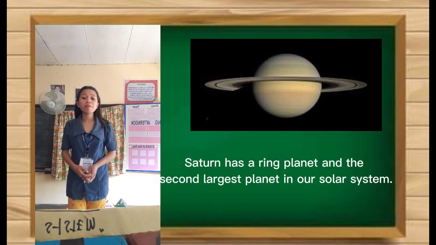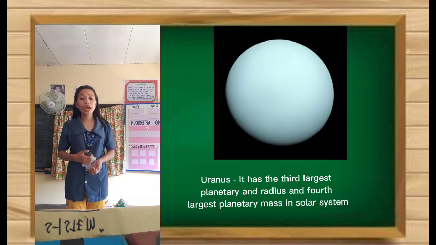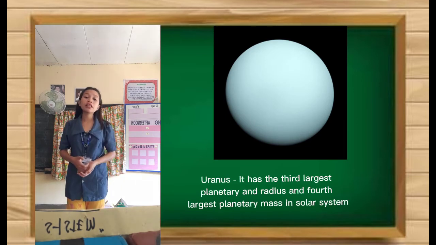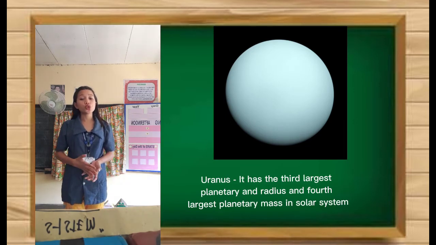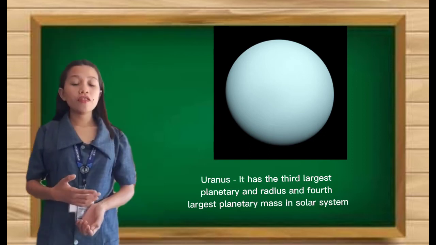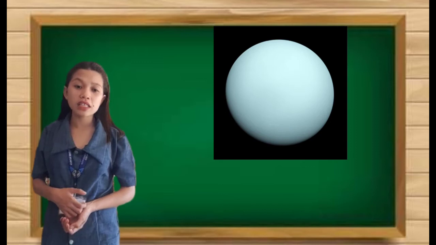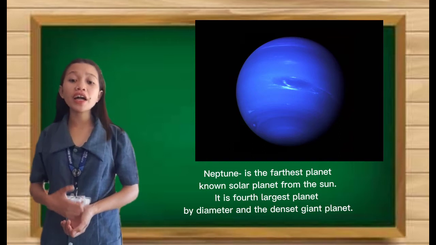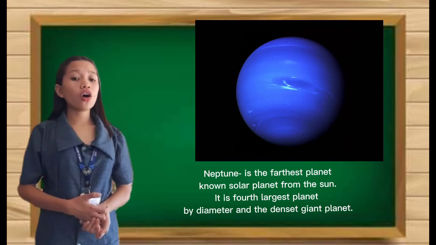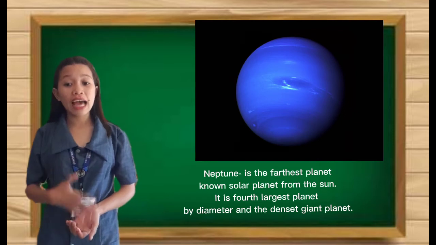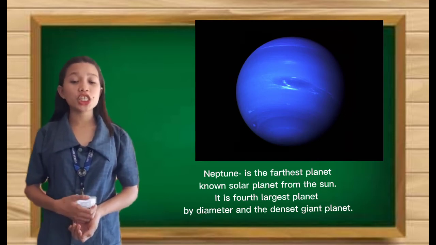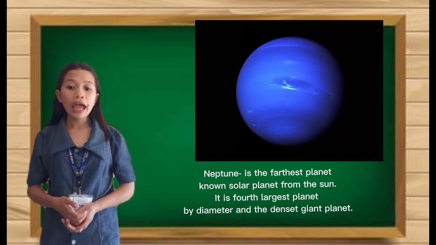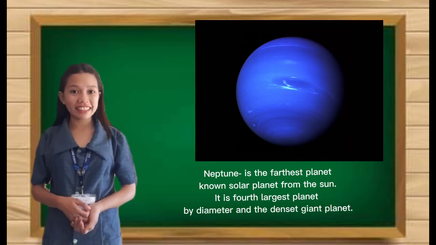Saturn is a ringed planet and the second largest planet in our solar system. Uranus has the third largest planetary radius and fourth largest planetary mass in the solar system. Neptune is the farthest known solar planet from the sun. It is the fourth largest planet by diameter and the densest giant planet.